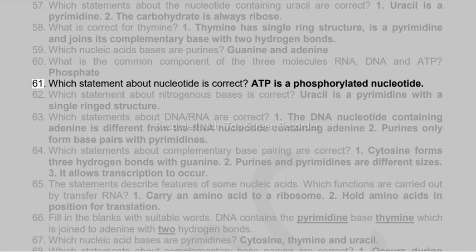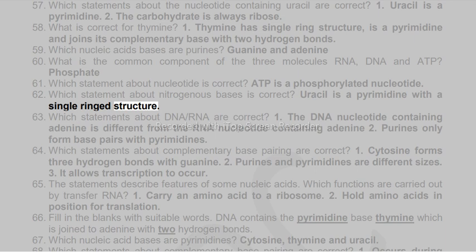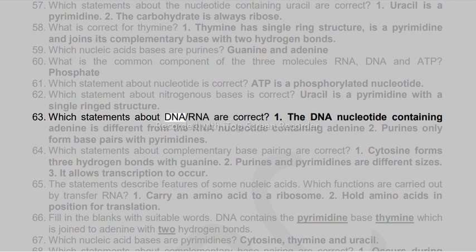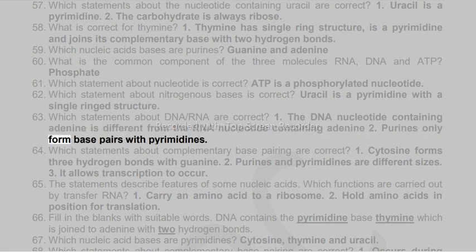Phosphate. 61. Which statement about nucleotide is correct? ATP is a phosphorylated nucleotide. 62. Which statement about nitrogenous bases is correct? Uracil is a pyrimidine with a single ring structure. 63. Which statements about DNA/RNA are correct? 1. The DNA nucleotide containing adenine is different from the RNA nucleotide containing adenine. 2. Purines only form base pairs with pyrimidines.